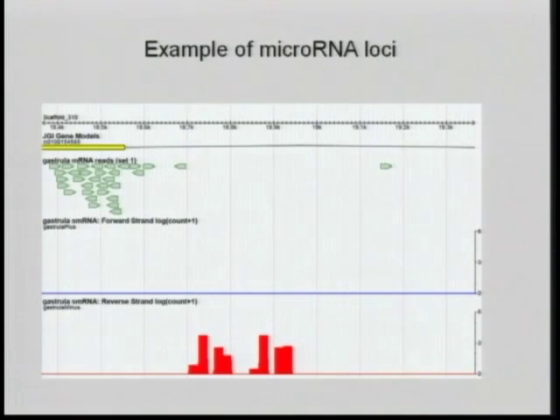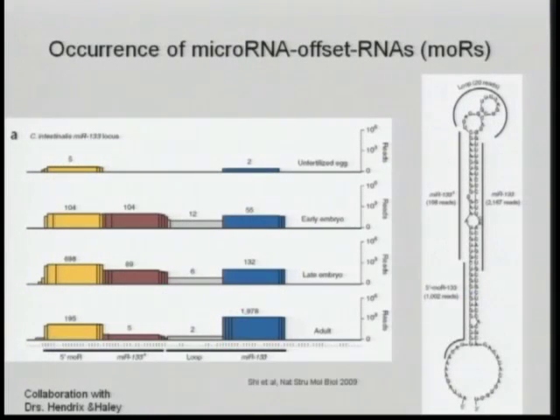But from our study, we saw that over 50% of the predicted microRNA loci actually have two additional products, this and this. They immediately flank the microRNA and the microRNA star products. And because of their unique position, we named them microRNA-offset-RNAs, or moRs. Basically, you have more RNAs.